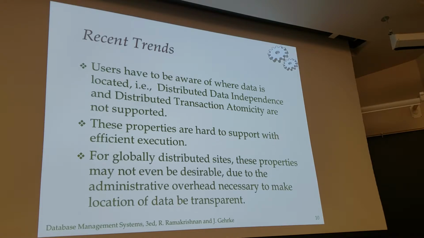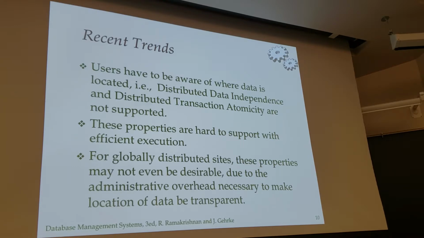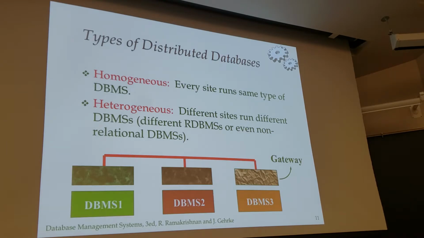So basically, the recent trend is that people do need to know where things are. R-star tried to hide the location, tried to make things look as if it was a single database. It didn't really catch on. So again, this notion of where things are located is much more visible. And really trying to give independence and so on is just too expensive. And again, administrative stuff gets complicated, and more importantly, performance gets complicated if you really try to go for that.